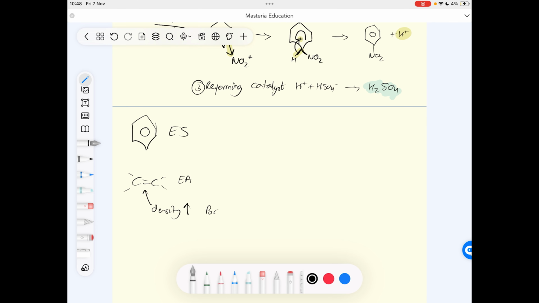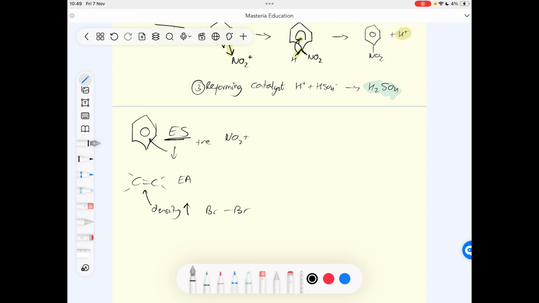The density of electrons here is much higher, which means it's easier to react. So it can react with things like Br. Whereas here, because the electron density is a lot weaker, it has to react with things that are positively charged, essentially. Things like the NO2+. So that's the reason why these prefer electrophilic substitution.